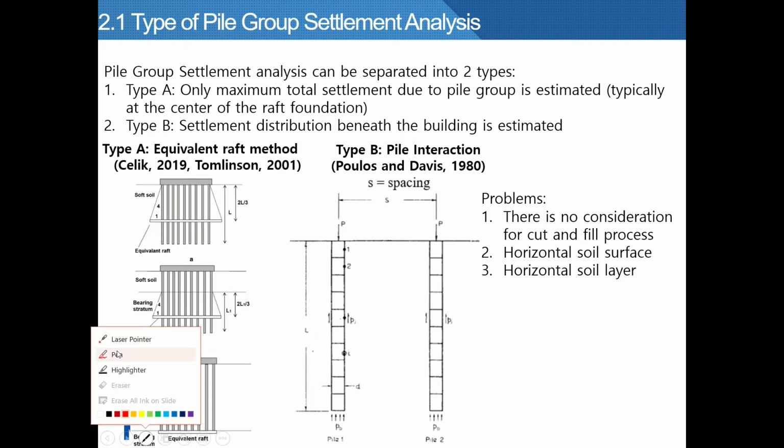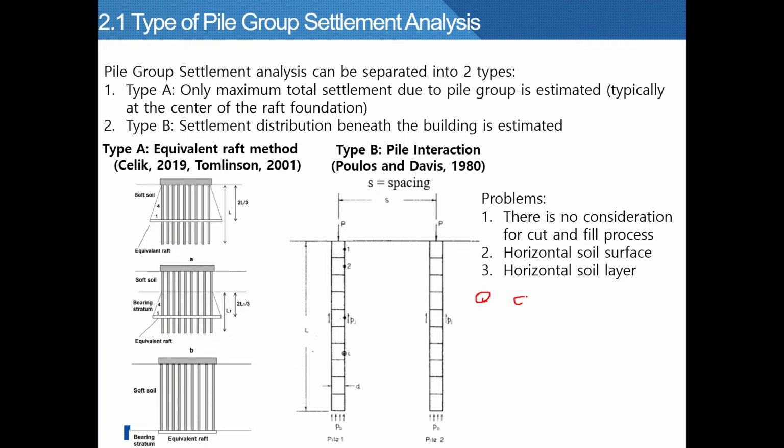Yeah, so if we have 9 piles, for instance, like this, then the settlement of a single pile, the first pile, is not only due to its own load at the top of the pile, but also due to the contribution of every single pile that is surrounding this one pile. So it is also called pile to pile interaction analysis.